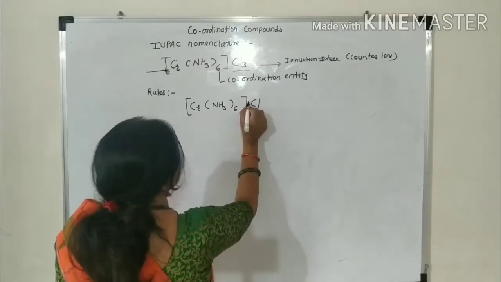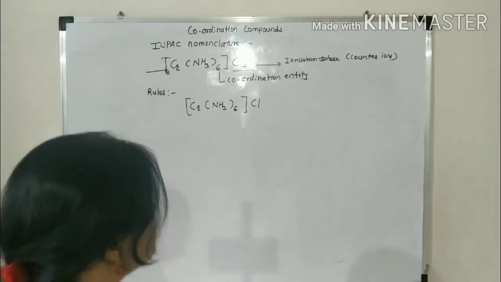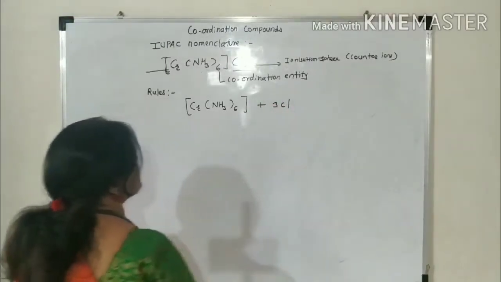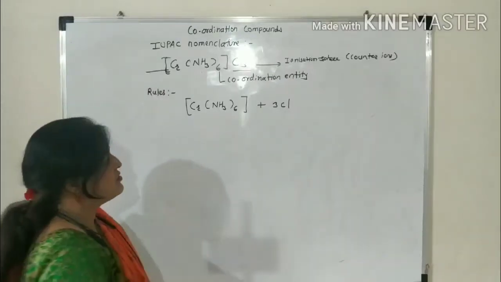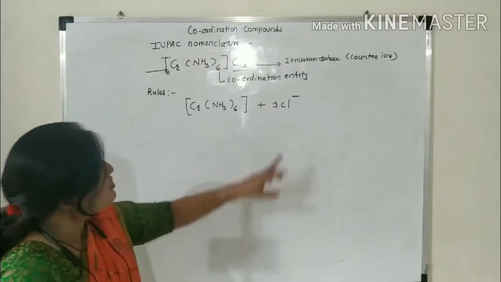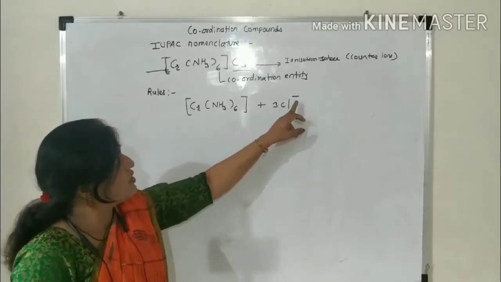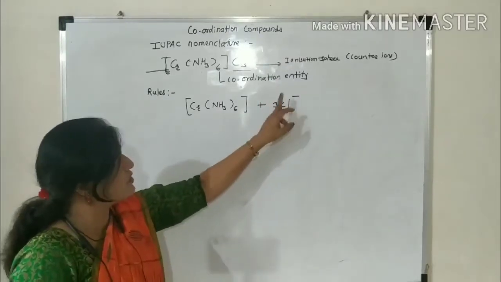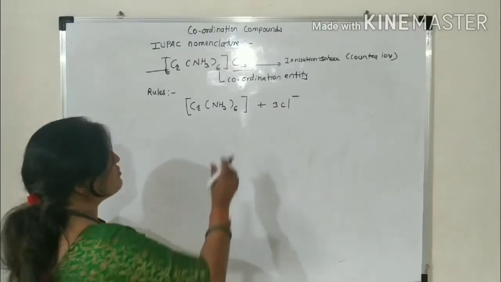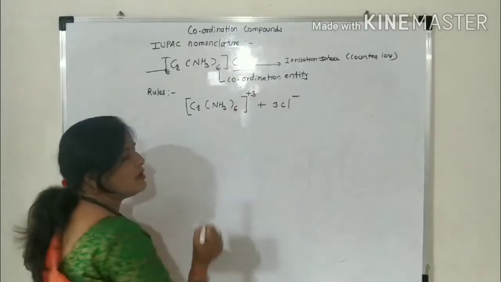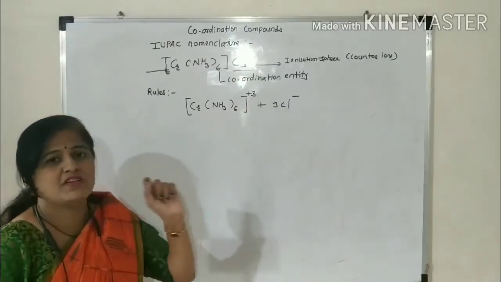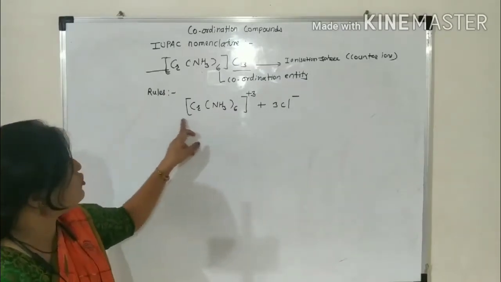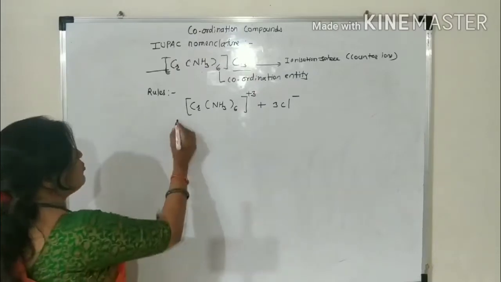Cl3, plus 3 Cl minus. You will get these ions, Cl minus. This chloride is an anion, which carries a negative charge, and one chloride carries one negative charge. Therefore 3 chlorides carry 3 negative charges, so there will be a plus 3 charge present on the coordination sphere. Therefore this coordination sphere entity is called a cationic complex.